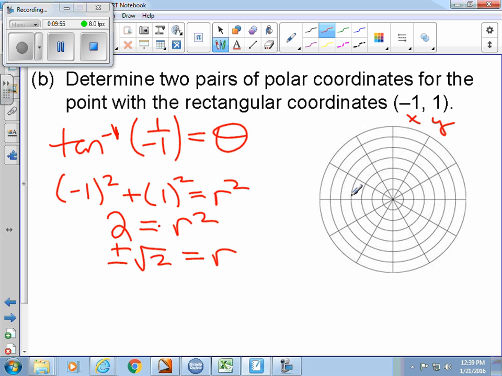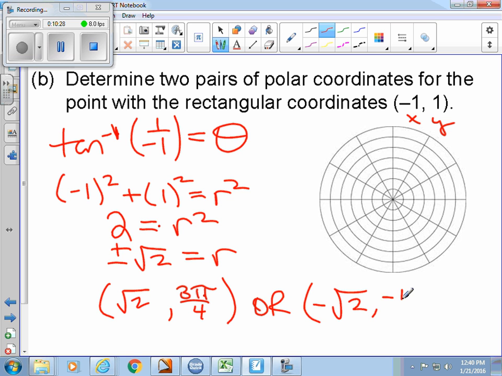This is in quadrant 2. So how do I deal with that? You have two options there, both correct. Okay, I could add 180 and use the positive radical 2, right? And so that answer would be 135 degrees, or 3 pi over 4 as my angle. And my r would be positive radical 2. What's my other option? Leave it as negative pi over 4 and use the negative r.